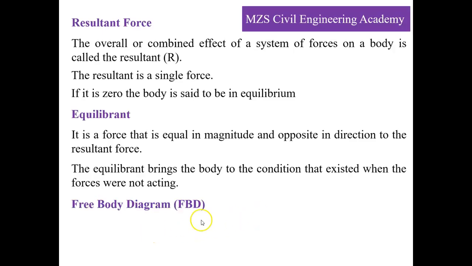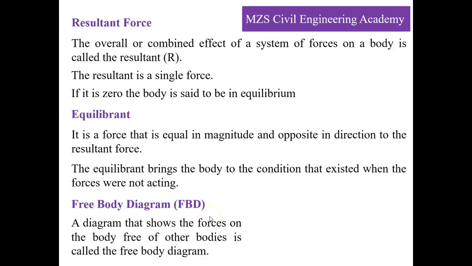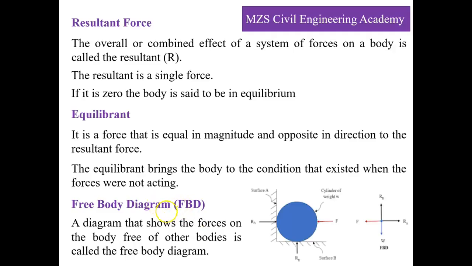Next term we are going to learn is free body diagram. A diagram that shows the forces on the body, free of other bodies, is called a free body diagram. Let's understand this concept with an example. Let us say a sphere is resting on a horizontal and a vertical surface, surface A and surface B.